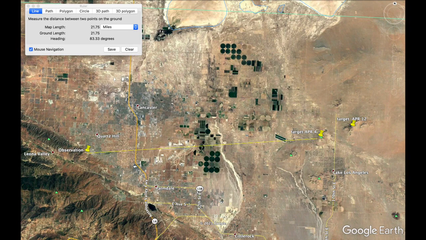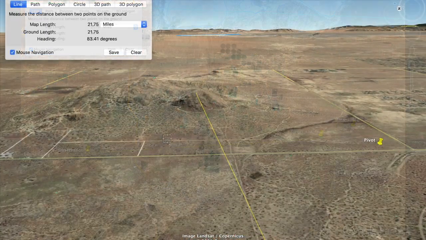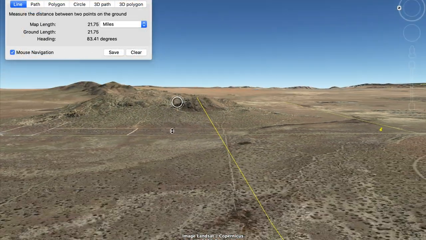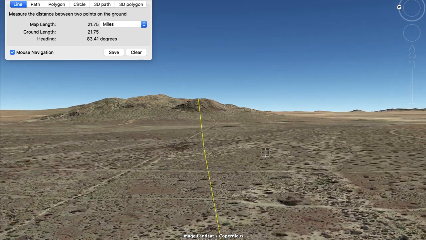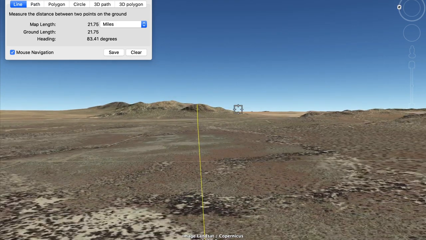The target is at 21.75 miles and it's a rock outcropping, and I use that in the images to align the images to that point. So that's what I call a pivot point, and it plays a crucial part in determining the angles and then the distances to the sun, as you'll see shortly.